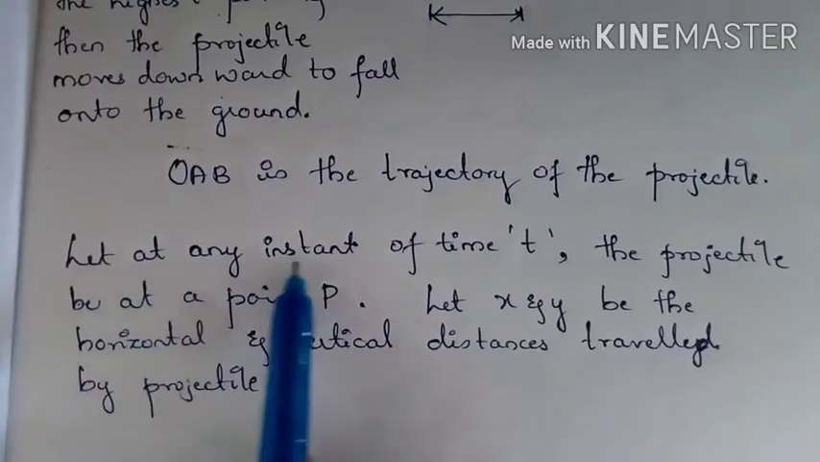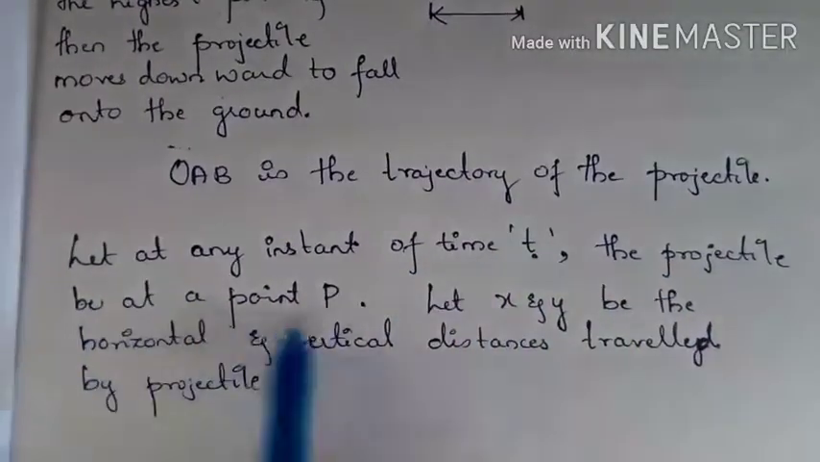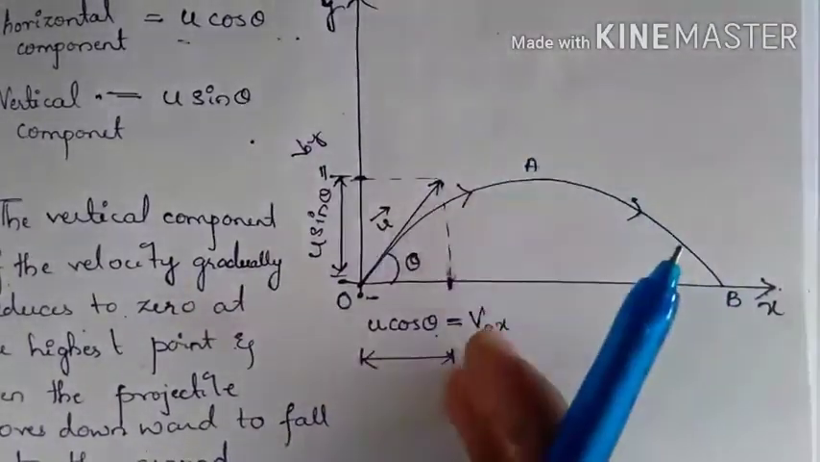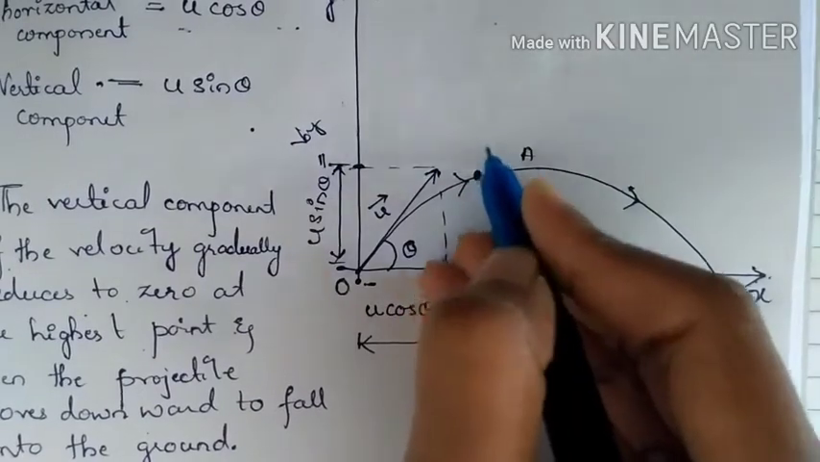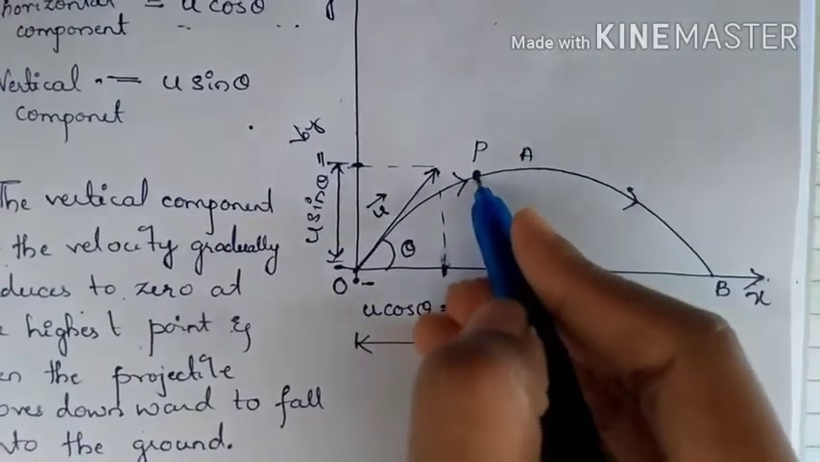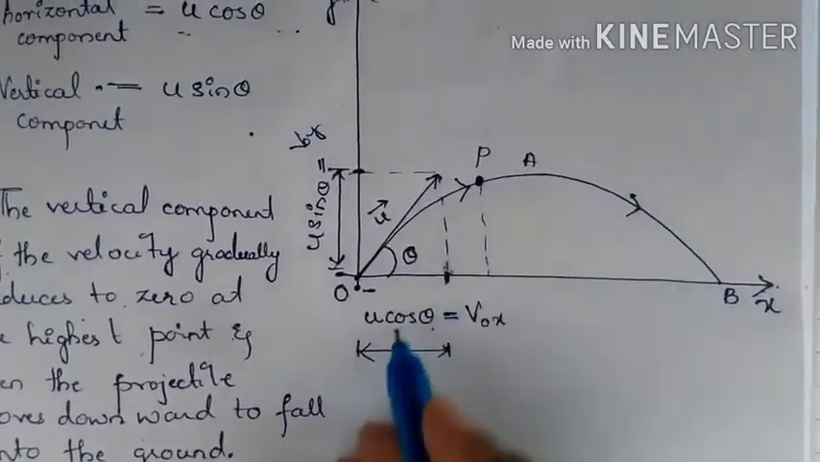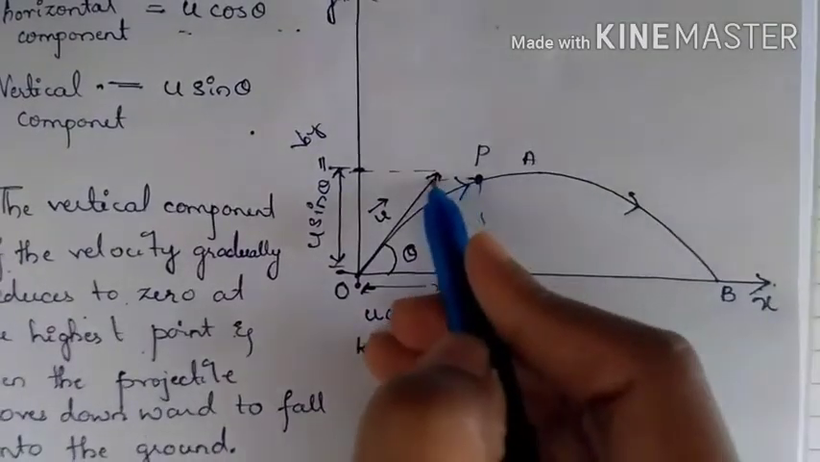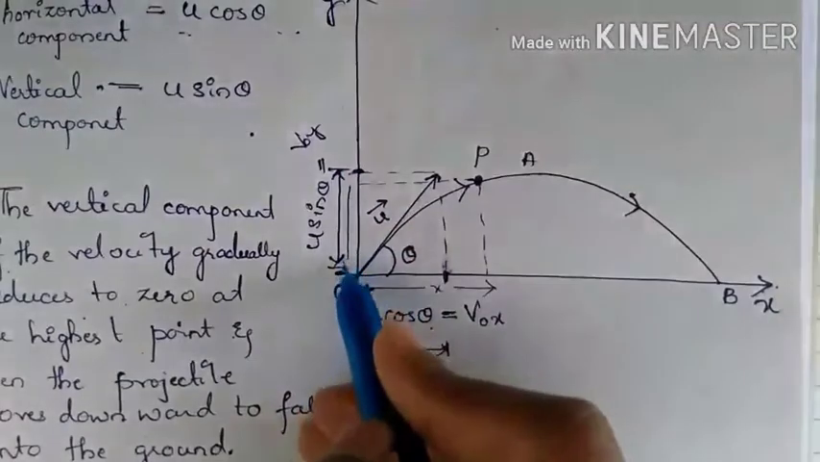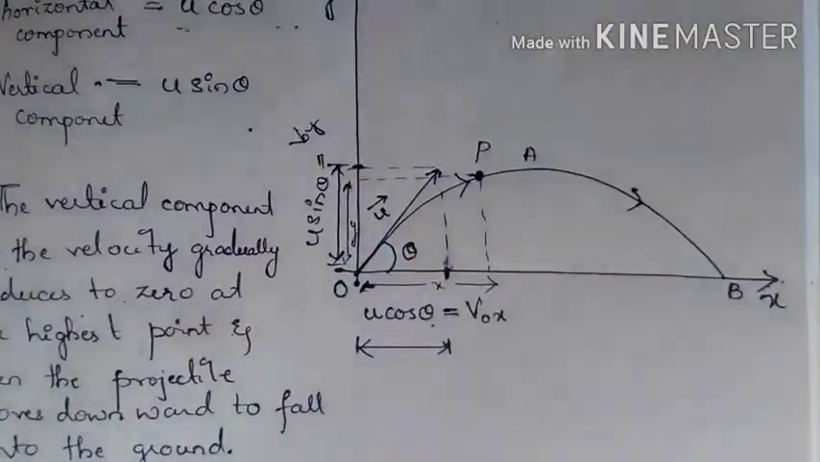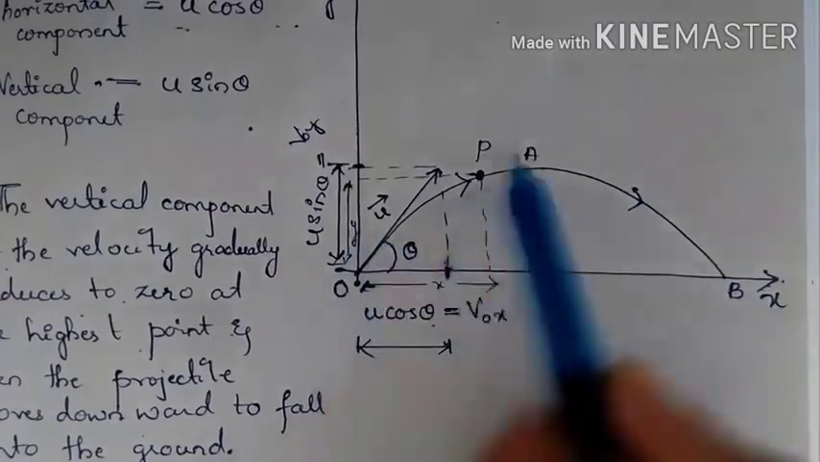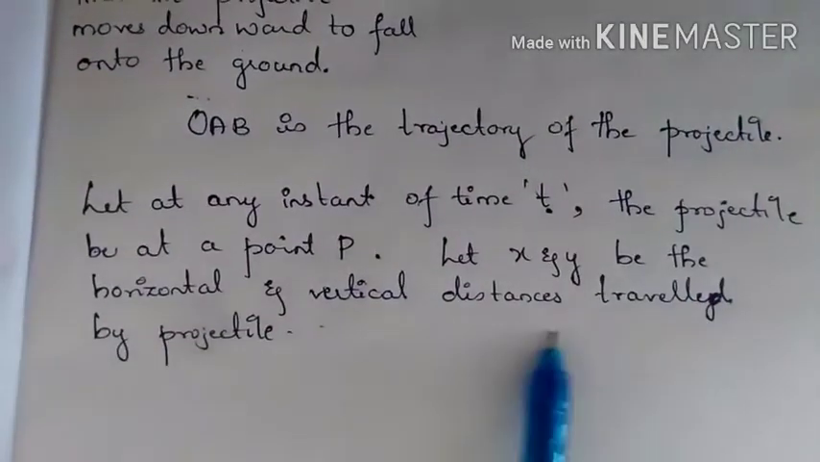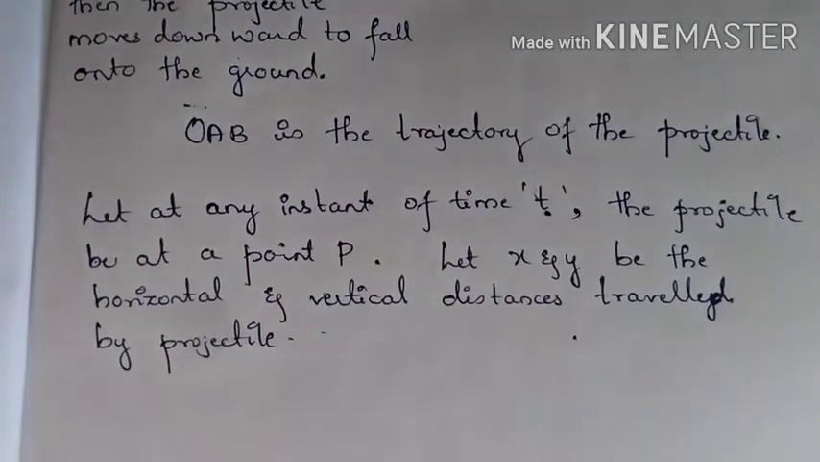So now let at any instant of time t the projectile be at a point P. So let us draw the point P in a diagram. Let this be the point P. So this P makes a distance x here. So from here to here it is x and from here it is y. So in this projectile we are considering a point P. Let x and y be the horizontal and vertical distances travelled by the projectile.